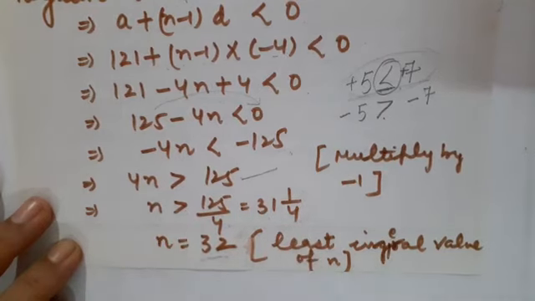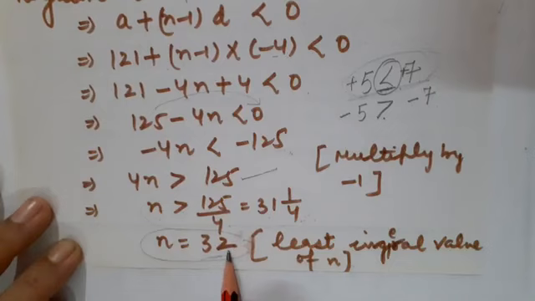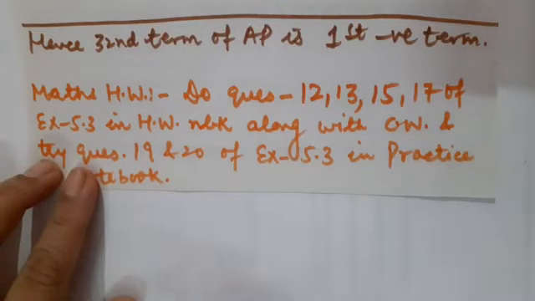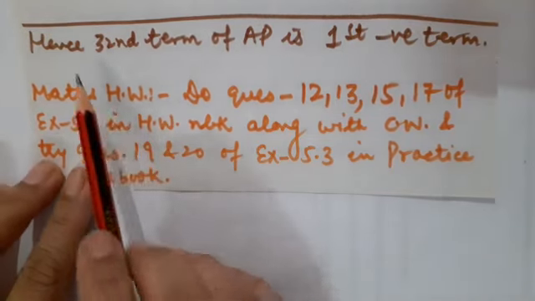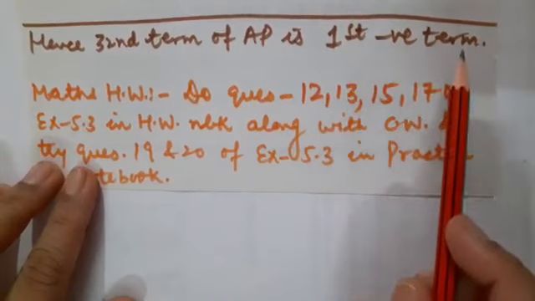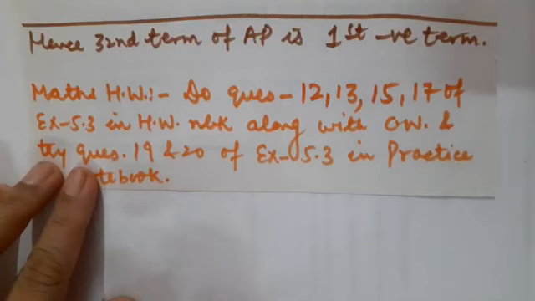So what is the actual value of n? As it is greater than 31 whole 1 upon 4, it means it will be equal to 32. Correct? Fine. Here this is the least integral value of n. Integral is nothing but integers only. Fine. So as I have got n is equal to 32, hence the 32nd term of the AP will be the first negative term. Correct, student? Because you observed that in this AP, the order was descending. So definitely somewhere you were going to get the first negative term.